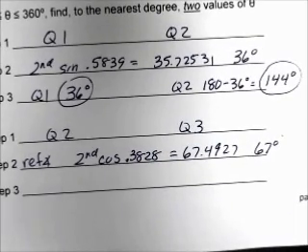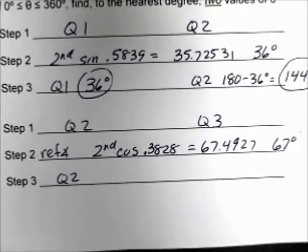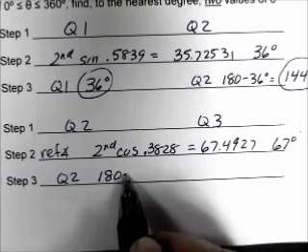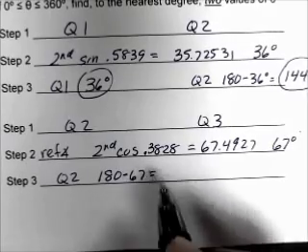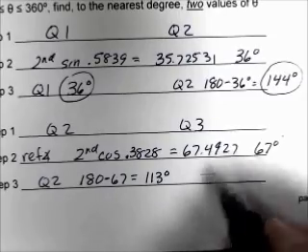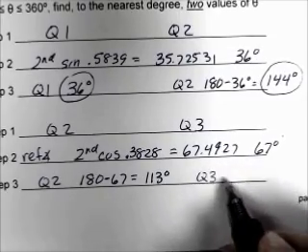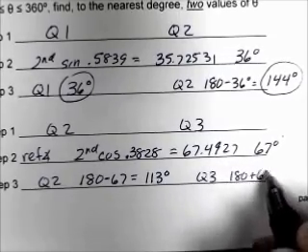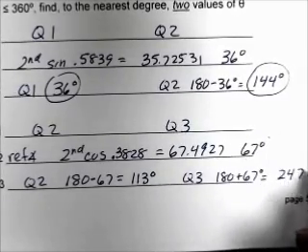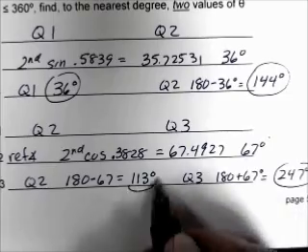Now, in quadrant 2, if we have a 67-degree reference angle, well, what is the actual angle that shares the terminal side there? It's 180 minus 67, which is 113. And for quadrant 3, do 180 plus the reference angle, 180 plus 67, which is 247. So here are our two angle measures.